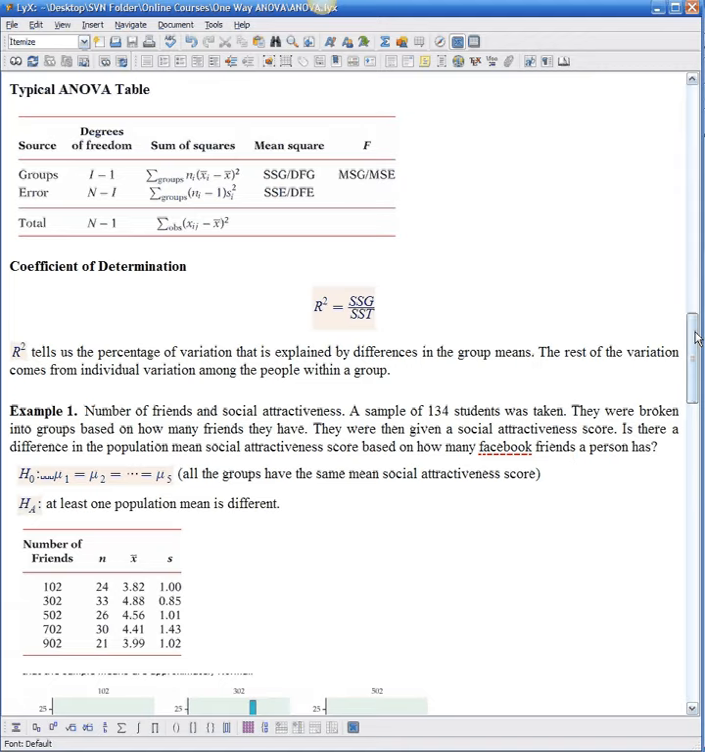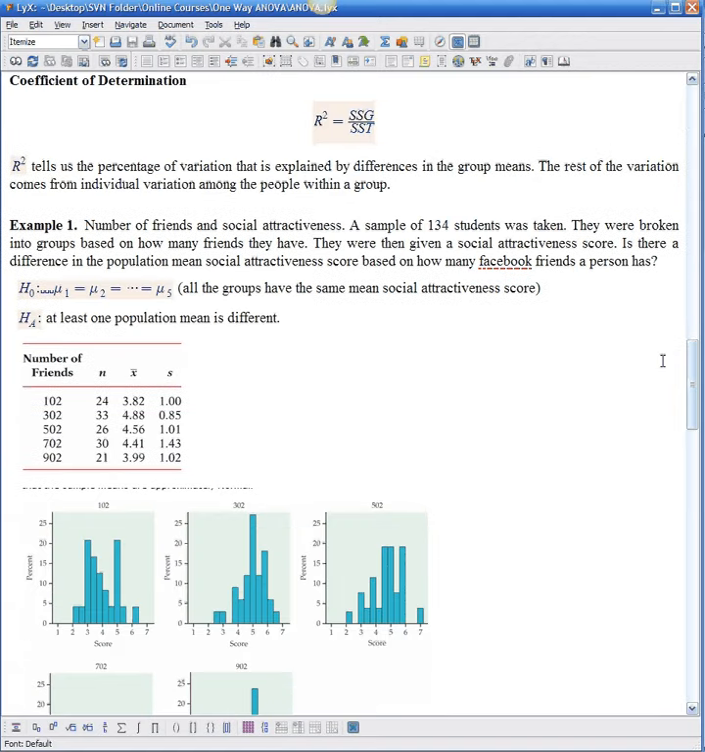Okay, so here's an example. We have number of friends and social attractiveness. So a sample of 134 students was taken.